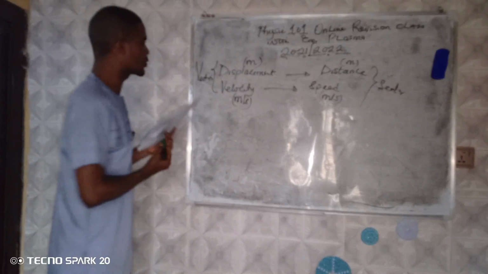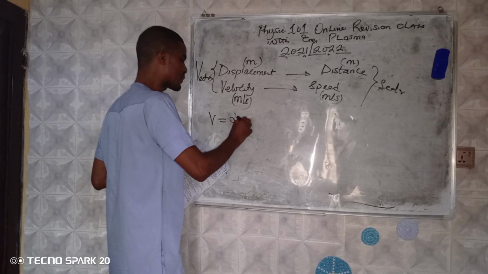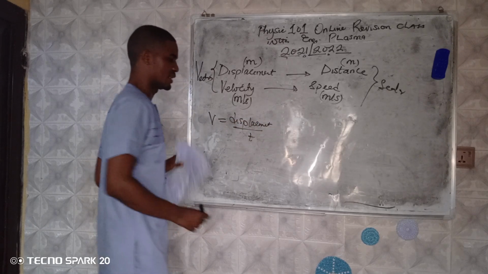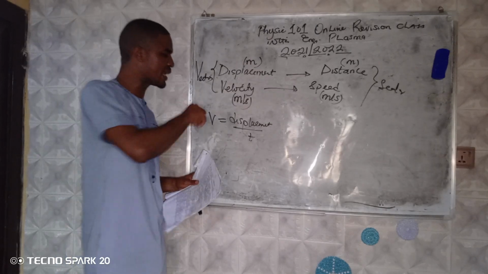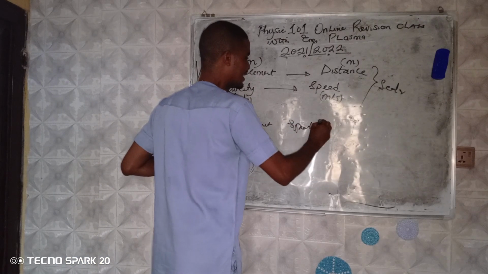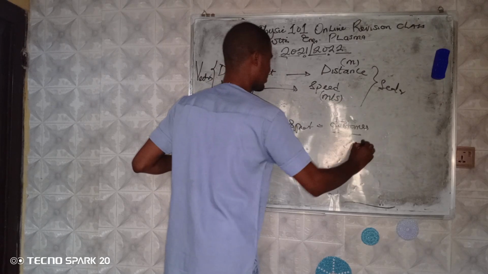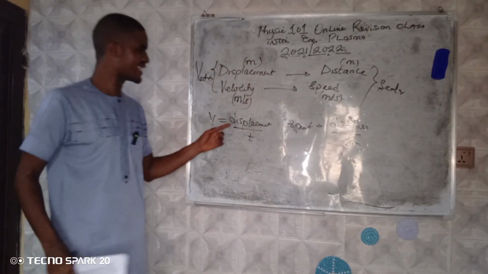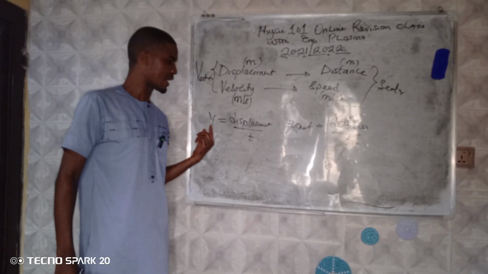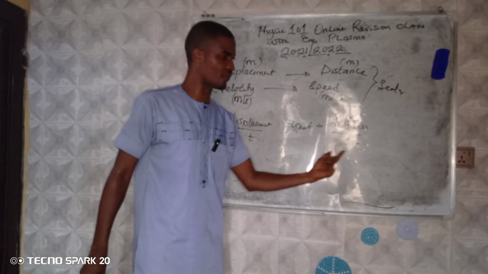No wonder when you want to define velocity, velocity is displacement over time, while speed is distance over time. Please note that. Velocity is displacement over time. That makes velocity a vector quantity, while speed is distance over time.